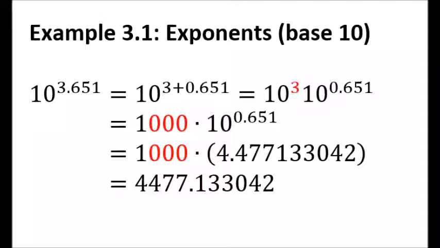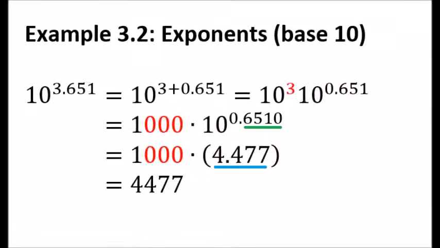Now let's look at base 10 exponents. We can split up the exponent into 3 and 0.651. The answer using a scientific calculator is seen on the last line. If we use log tables, we get the same answer, rounded to 4 digits. Take note of the green and blue underlines and how these show up in the table on the next slide.